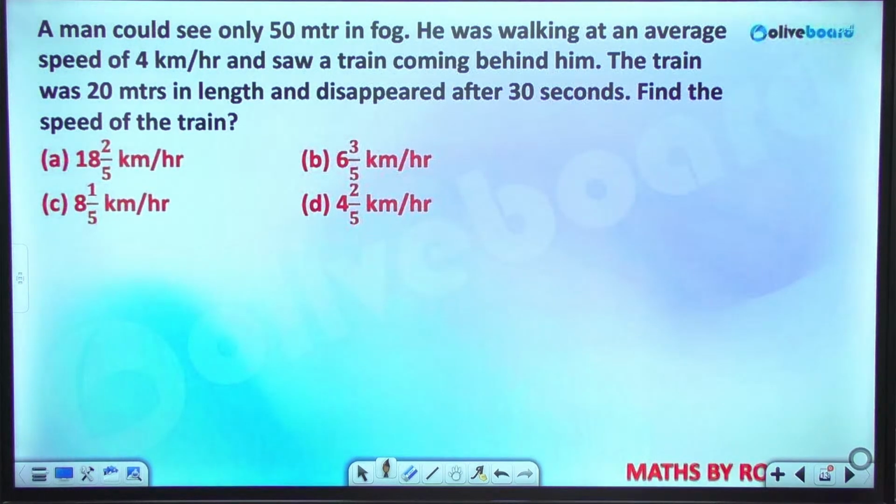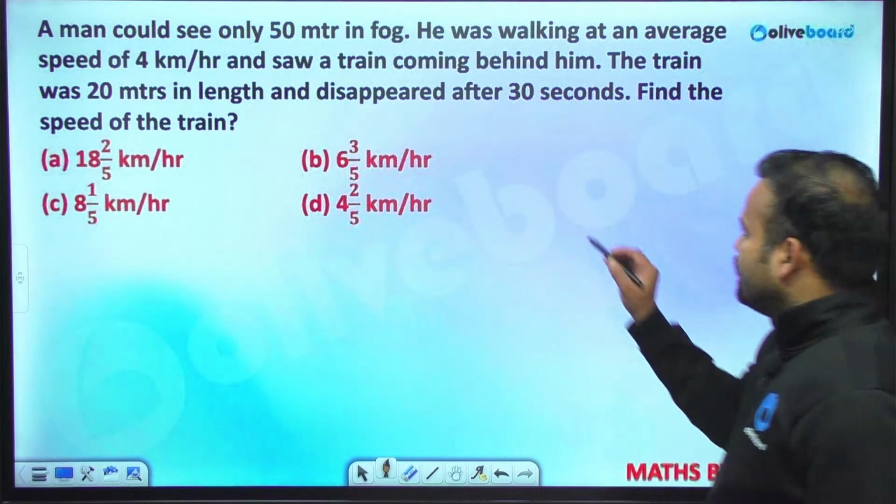A man could see only 50 meters in fog. He was walking at an average speed of 4 km per hour and saw a train coming from behind. The train was of 20 meters in length and disappeared in 30 seconds. Find the speed of the train.